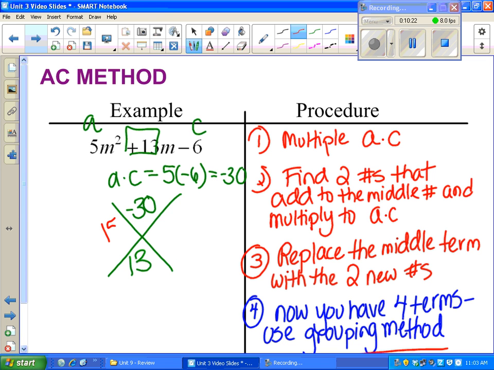What if we did a 15 and a negative 2? Because 15 times negative 2 is negative 30. 15 plus negative 2 is 13. Now, we use this a little differently than we do in sum and product methods, so don't make the mistake and just turn this into a sum and product problem.